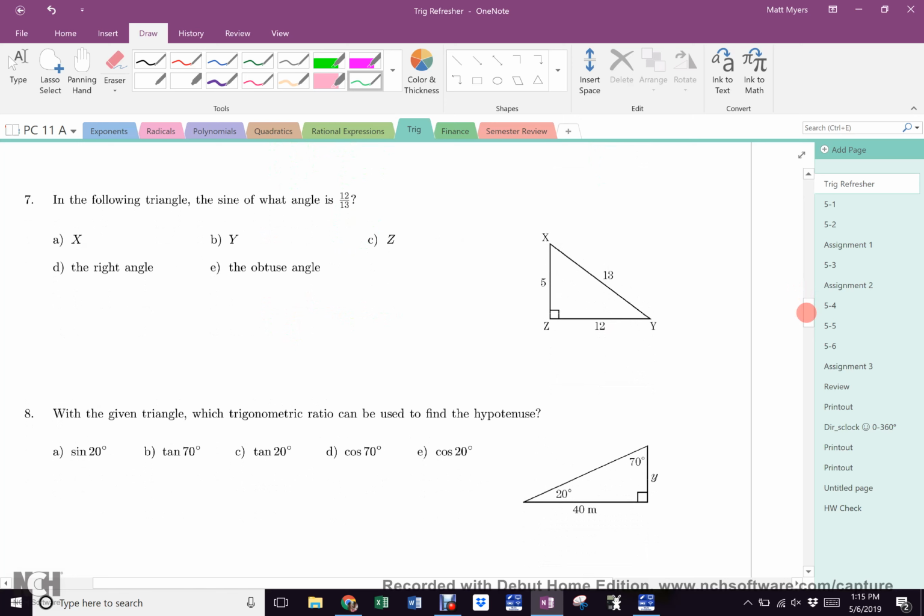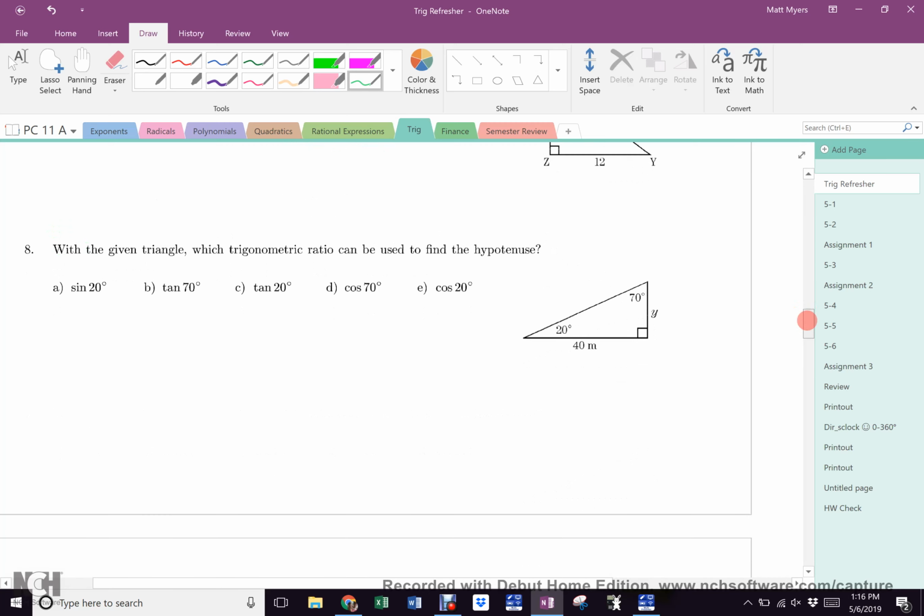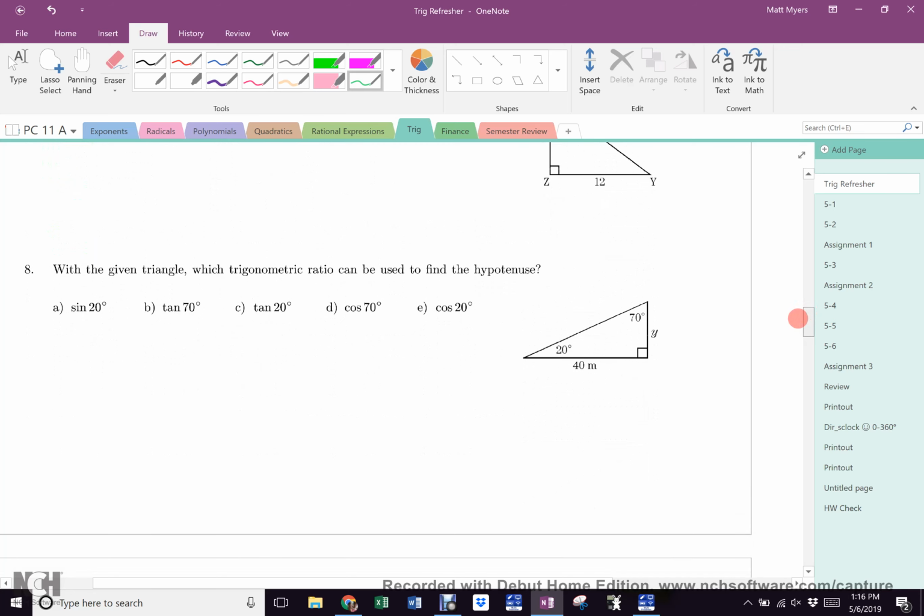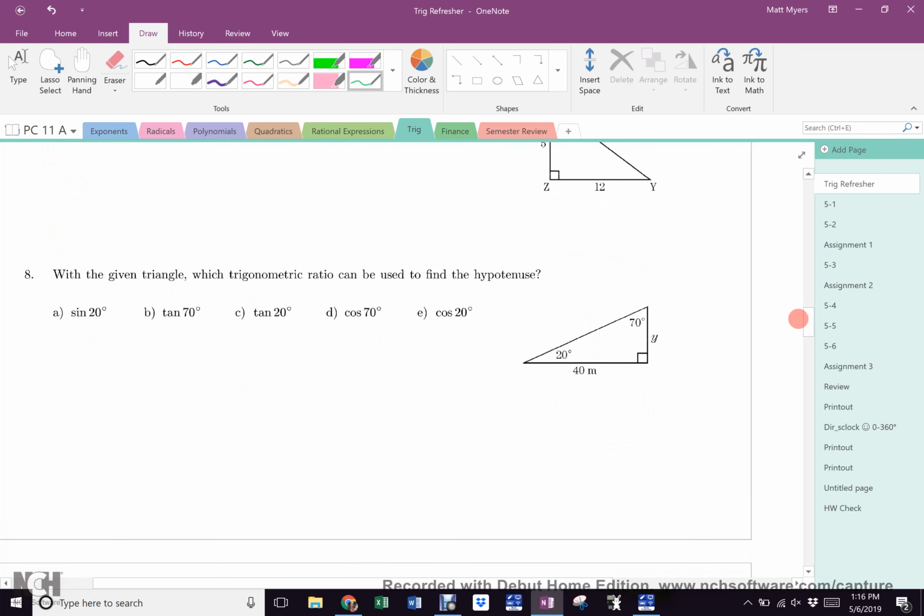Number 7. It is A, because it is angle X. Oh, yeah. I am a little bit nervous now. I don't really know how I got the answer, but I got Number 8. What could I use to find the hypotenuse? What is it, Harkirat? E. Cos 20.